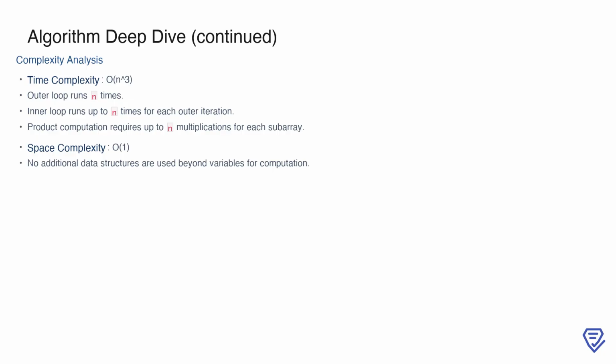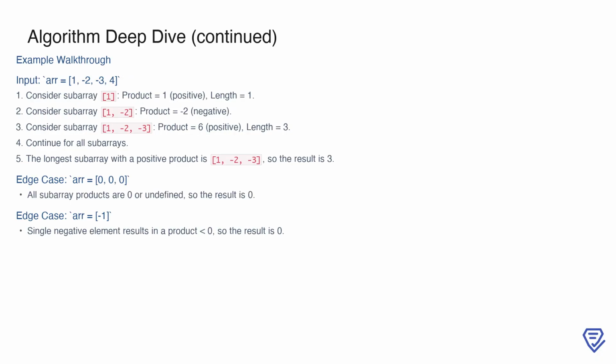On the other hand, the space complexity is O(1), as no additional data structures are used beyond a few variables for computation. This minimal space usage is a strength of the brute force approach, but the excessive time complexity remains its primary drawback. To better understand the brute force approach, let's walk through an example.